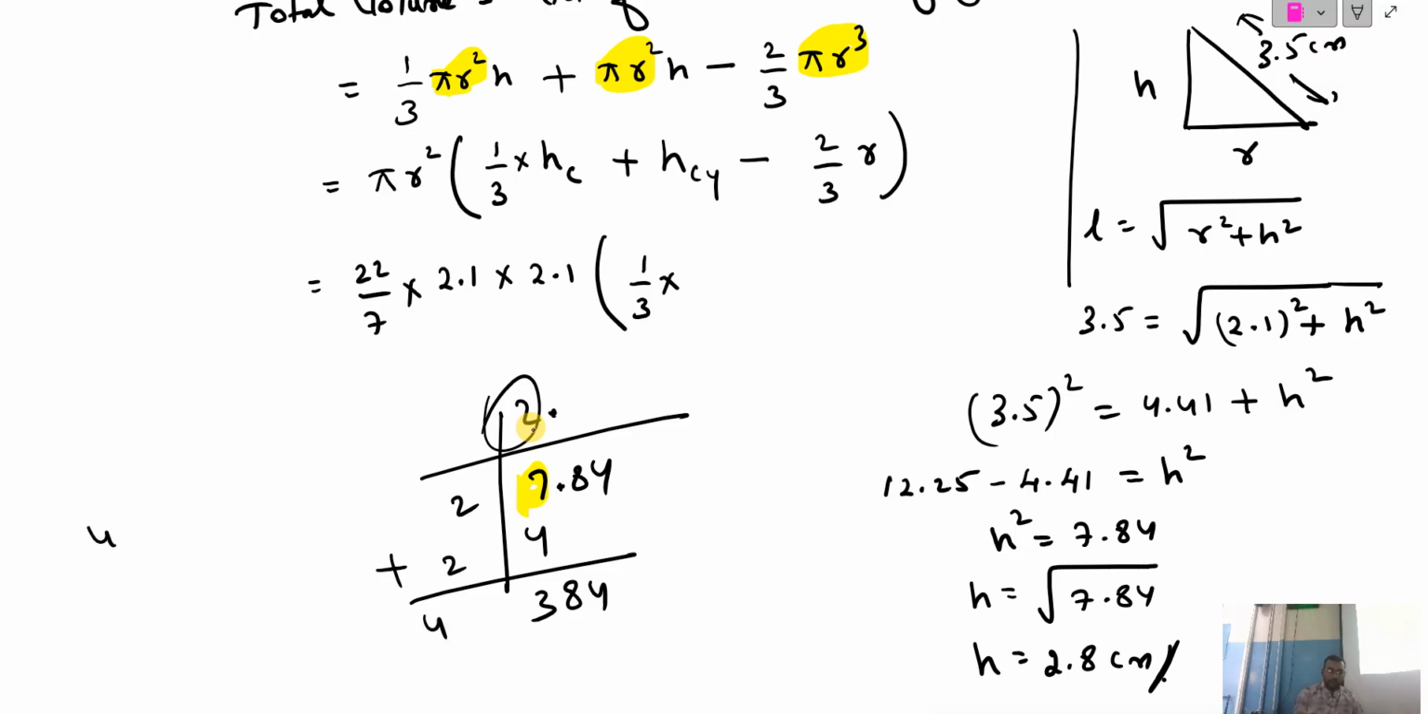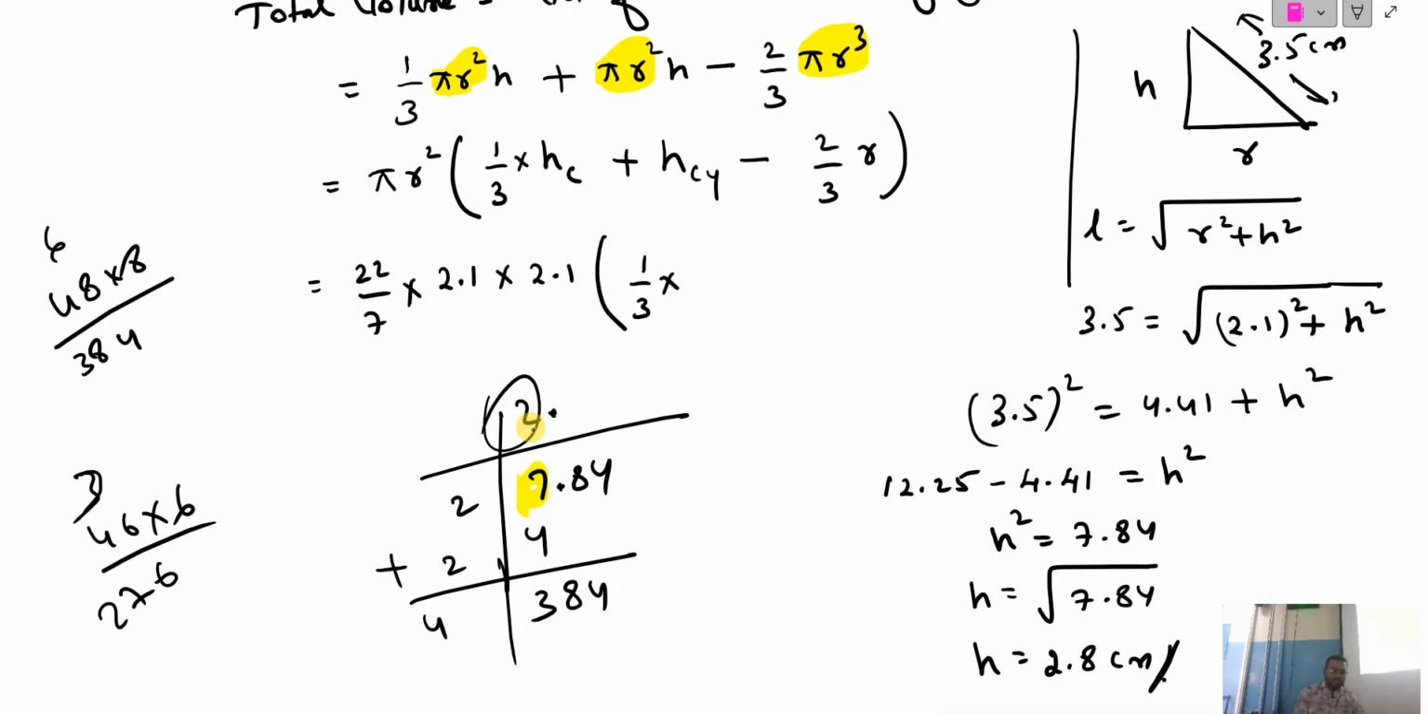So minimum 6, right? 46 into 6: 6 6s are 36, 6 4s are 24 plus 3, 27. But actually we want 384, a bigger number, right? So I am taking 8 now. 48 into 8: 8 8s are 64, 8 4s are 32 plus 6, 38. When we took 8, we got this 2.8.